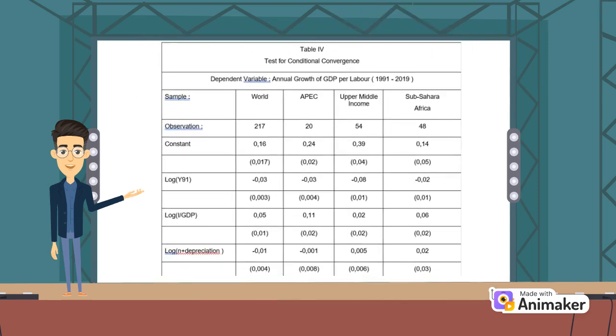Table 4 shows a negative significant sample at the log initial level. At the level of investment and population growth, all data also show positive significance. Log labor growth plus depreciation shows negative significance for the world sample, but not for the other samples, with an insignificant result in the APEC sample. The sample is not significantly positive in the upper middle income and sub-Saharan African.